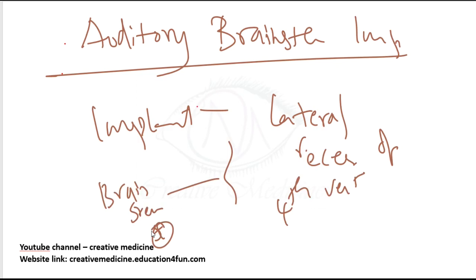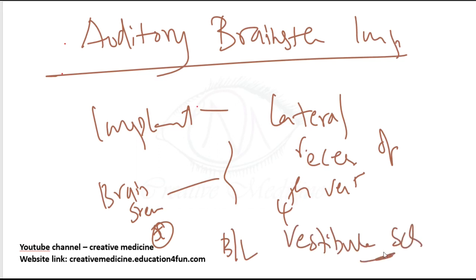The implant is needed when the eighth nerve is lost, and it is also used in bilateral vestibular schwannoma where the eighth nerve is lost, or if there is any lesion where the cochlea and eighth nerve are absent. In such cases we can use this auditory brainstem implant. Thank you.